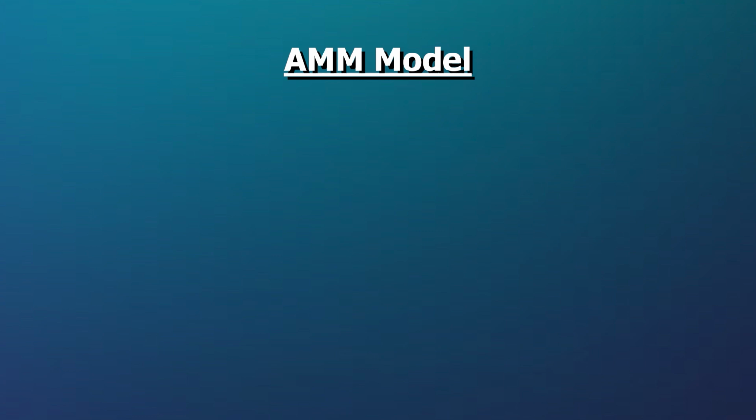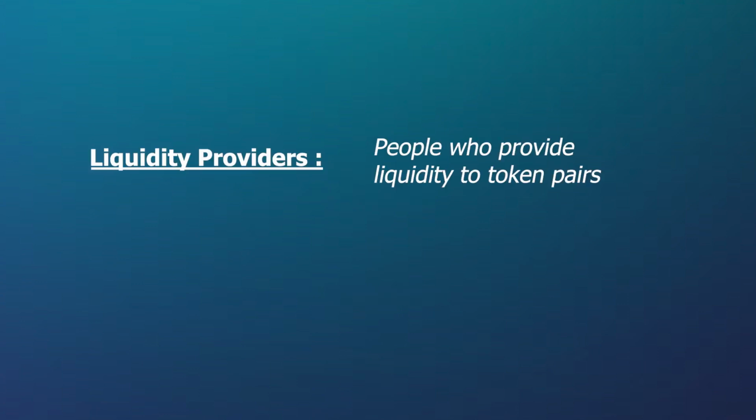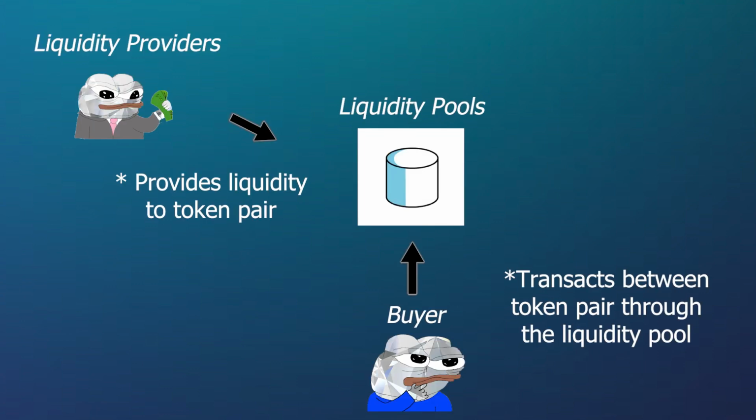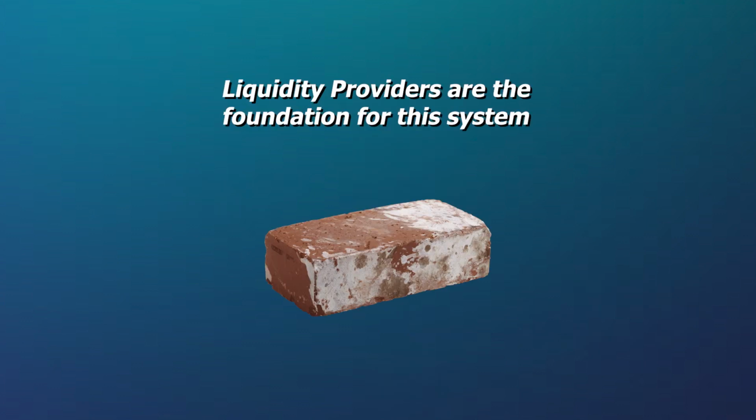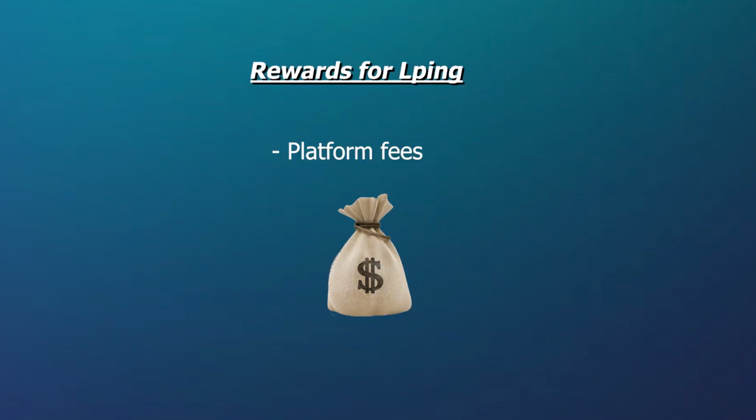So how exactly do automated market makers work? Automated market makers use liquidity providers to facilitate transaction of funds through their exchange. Liquidity providers are people who provide liquidity to token pairs so that other users are able to transact between them. By providing this liquidity, users who want to transact between these two tokens will do so through the liquidity pool that the liquidity provider has set up. Essentially, the whole system works off of people providing liquidity to token pairs to function. Liquidity providers are, however, compensated for their service via platform fees.